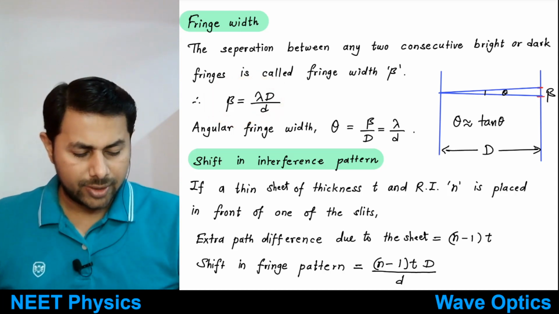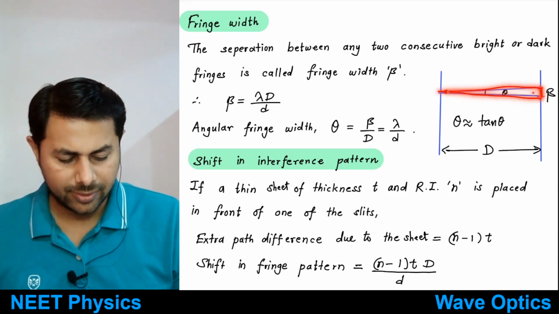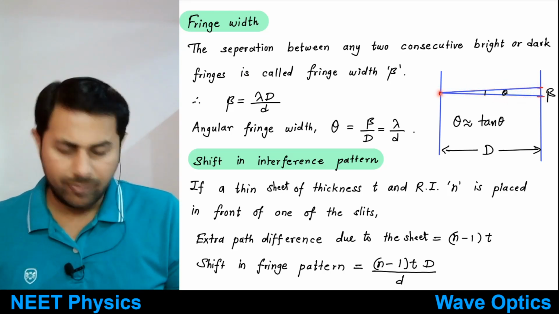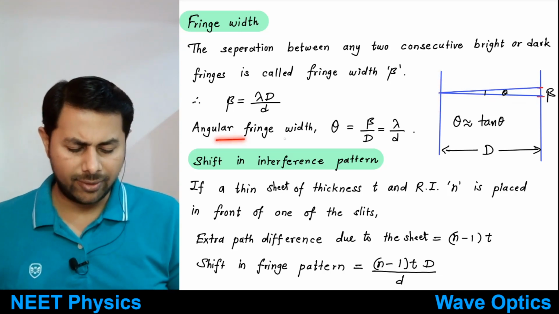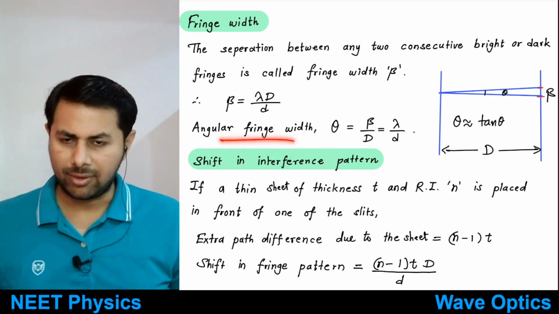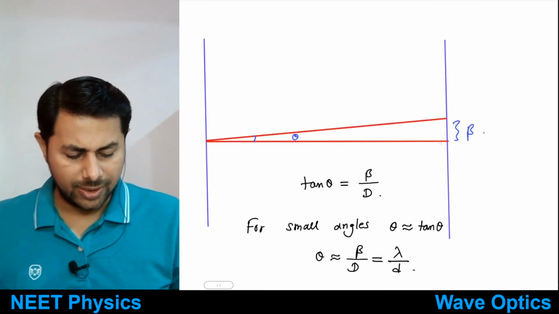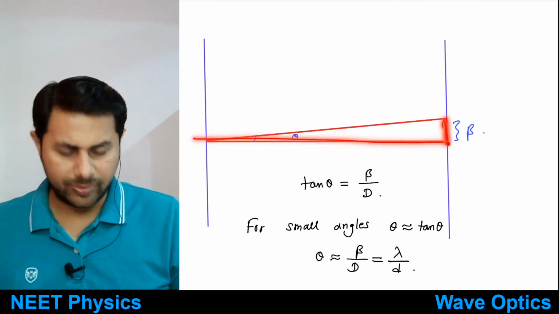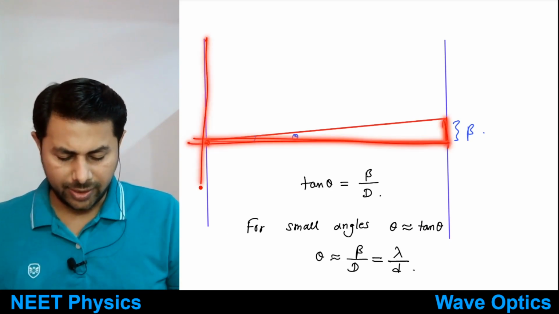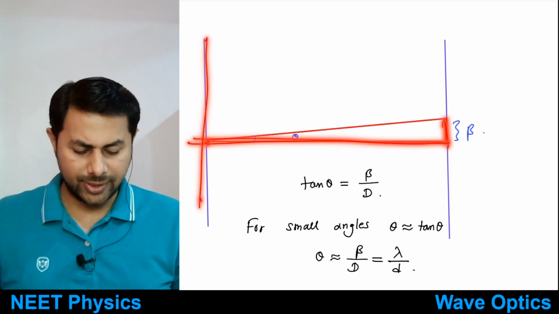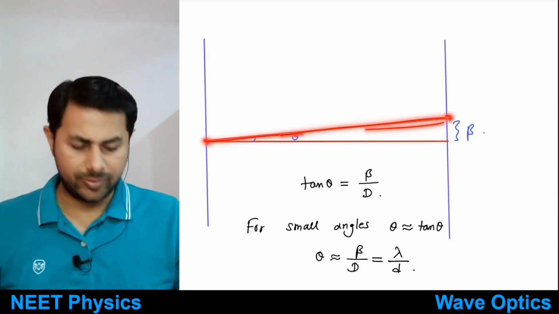Then suppose this is a fringe. The angle made by one band at the position of the sources is known as the angular fringe width. So see here, if you just draw a straight line from here, suppose this is your fringe, and you draw a perpendicular from here, suppose it meets at this point on the plane containing the two sources, and then you connect this point to the other end of the fringe.